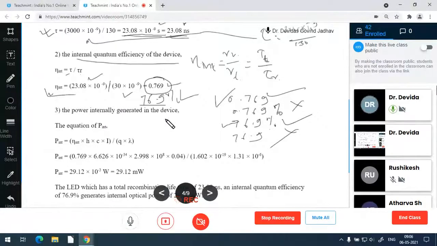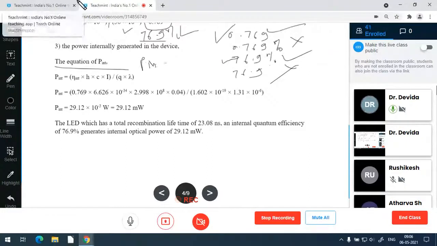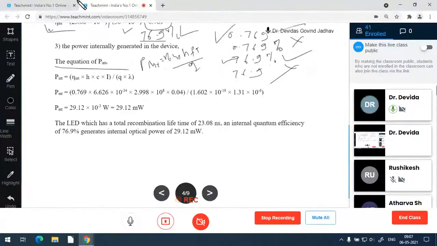The power internally generated in the device, P internal, is equal to eta internal h c I upon q lambda. We know another equation: P internal equals eta internal h f I divided by q. Here f is replaced by c upon lambda. So P internal is eta internal h c I upon q lambda. So this is the equation.